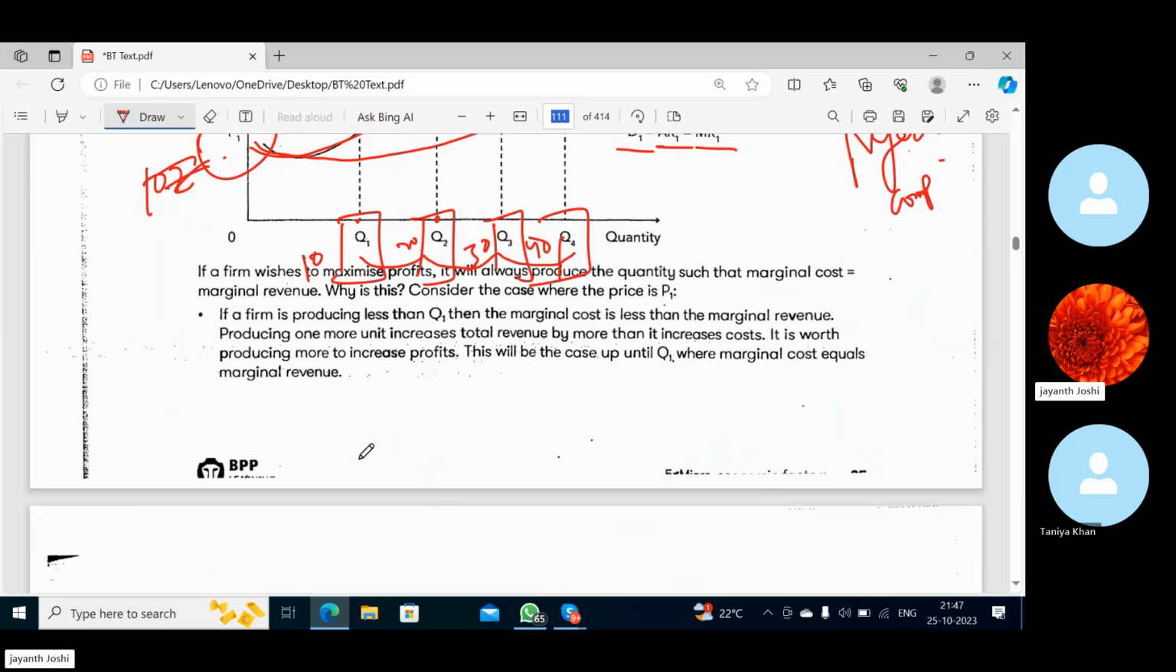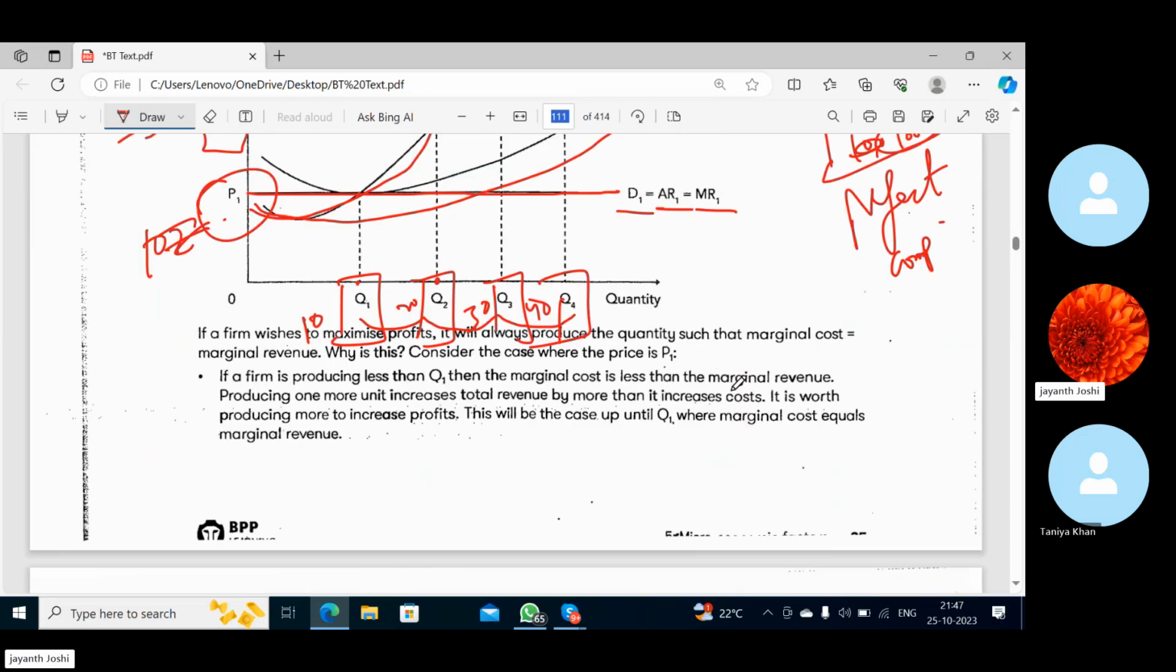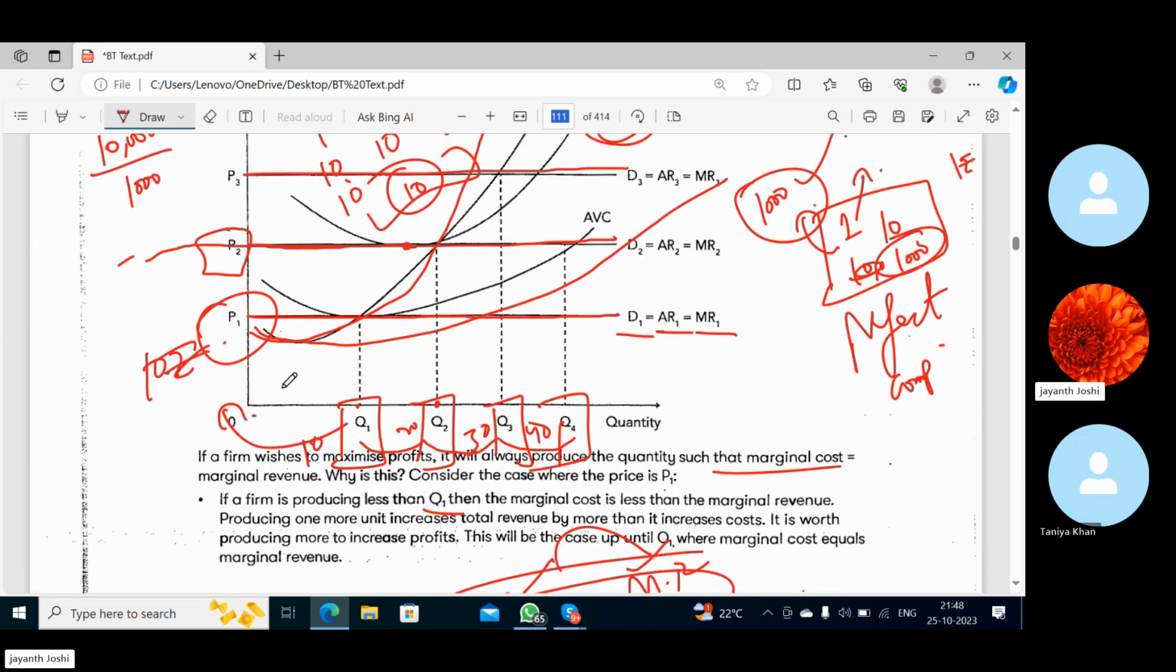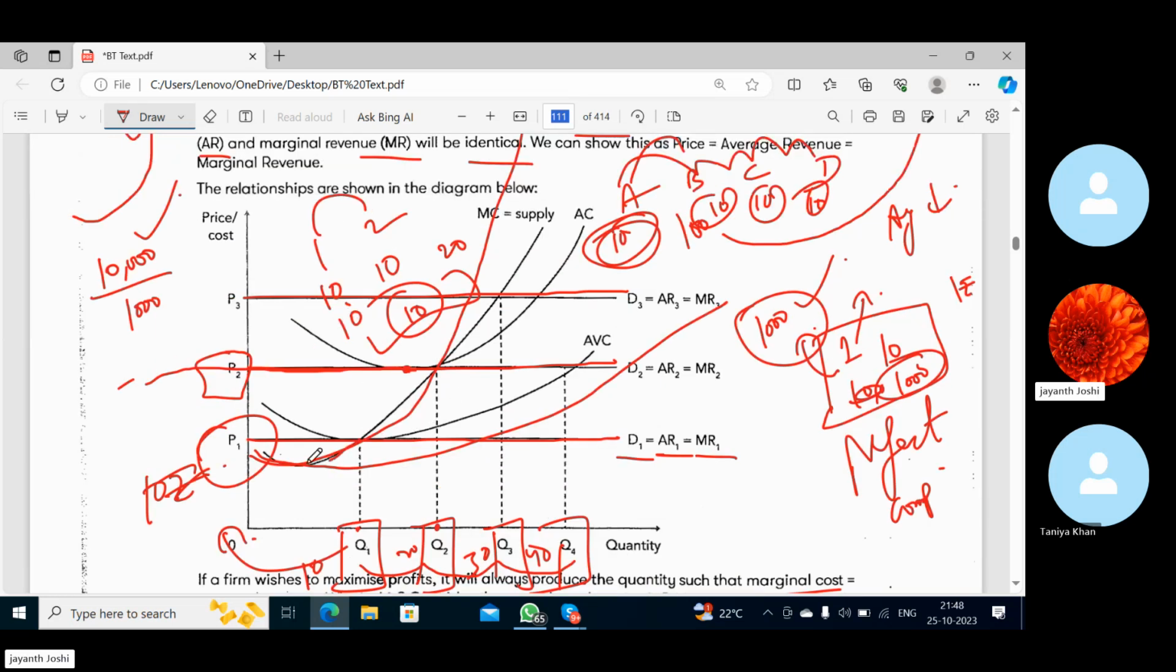So if a firm wishes to maximize profit, it always produces the quantity such that marginal cost is equal to marginal revenue. If these two are the same, for the extra additional unit, whatever extra cost you incur and whatever extra revenue you generate, then there is scope to maximize your profit. If a firm is producing less than Q1, then the marginal cost is less than the marginal revenue. Why? Because if they are producing nothing, then the cost hasn't been incurred, right? So marginal cost here is less than the marginal revenue.